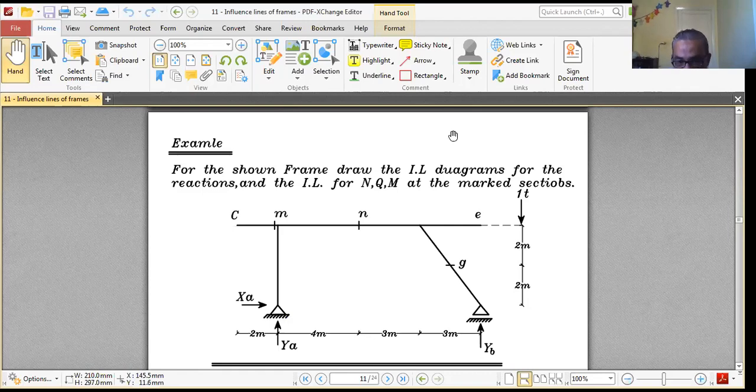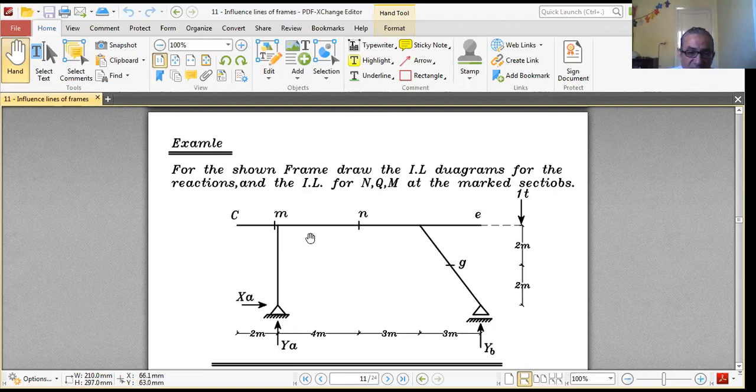Example to make it easy. For the shown frame, draw the influence line diagrams for the reactions, and the influence lines for normal force, shear and moment at the marked sections, which are sections M, N, and G.